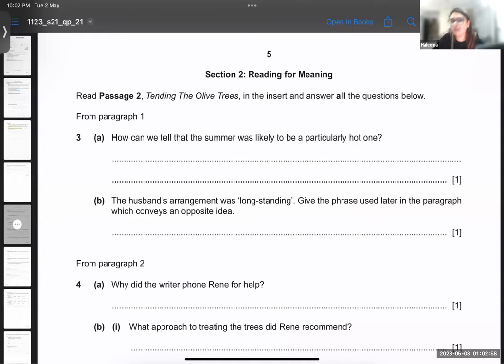I have two kids who have their hands raised. We'll have to wait till the end. I just want to go over this once and then we can go over some more questions.